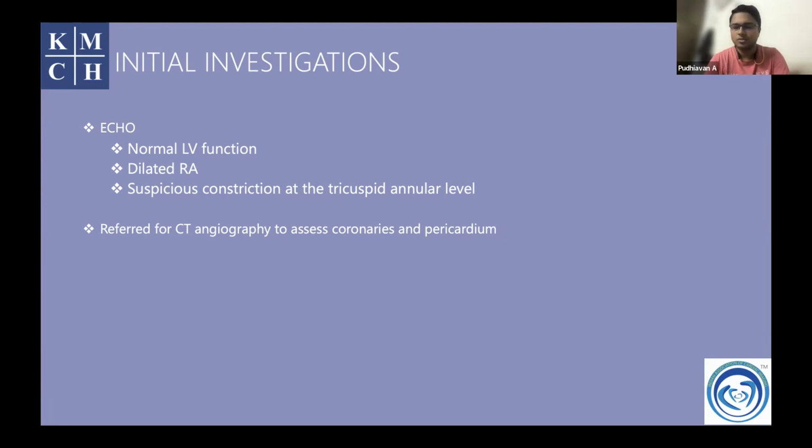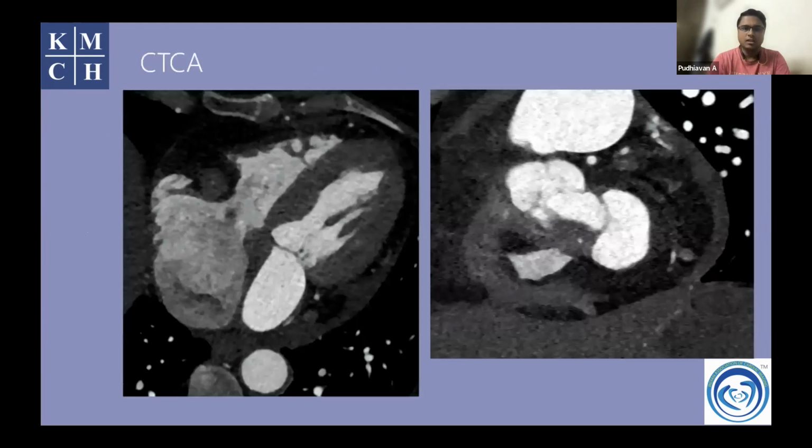So we did a CT angiography for this patient. Coronary angiography was done, and these are the images. As you can see here, the patient did have a minor coronary artery disease, a few calcified plaques here and there, but the LAD and the LCX didn't have any flow limiting lesions. However, the RCA was looking a bit awkward.